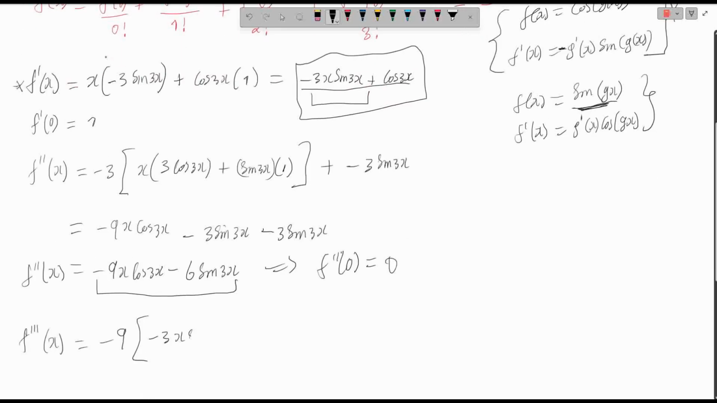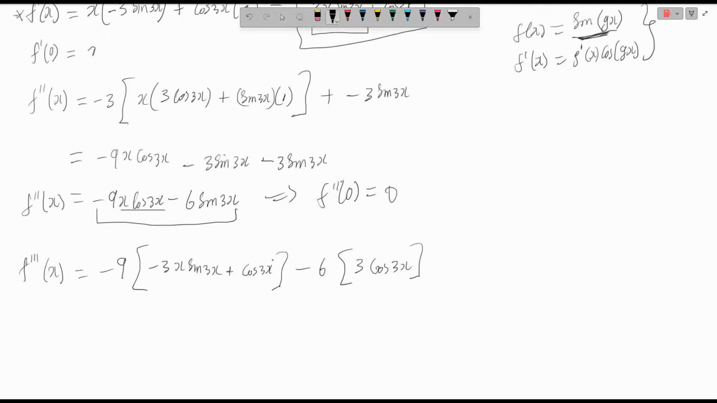So it will be 3x sine 3x plus cos 3x. So I've already taken the derivative of x cos 3x from above. Now negative 6 will factor out negative sine 3x. Again, we're in this condition, right? So the derivative will simply be 3 cos 3x. And we simplify our result.